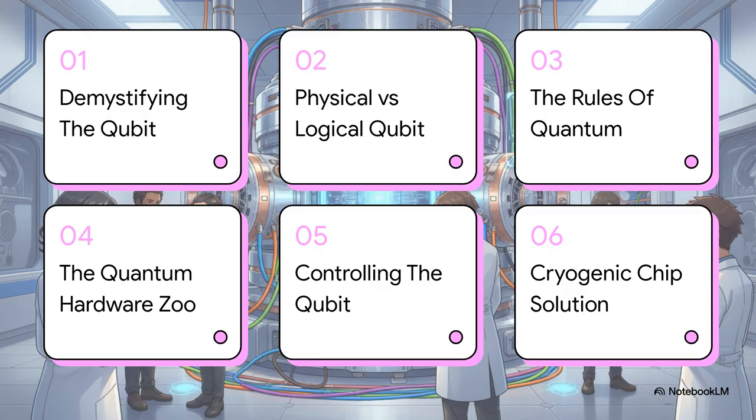Okay, let's dive right into this roadmap for today. We'll start with number 1, demystifying the qubit. Then 2, physical versus logical qubits. 3, the rules of quantum. Moving into 4, the quantum hardware zoo. 5, controlling the delicate qubit. And finally 6, the cryogenic chip solution.